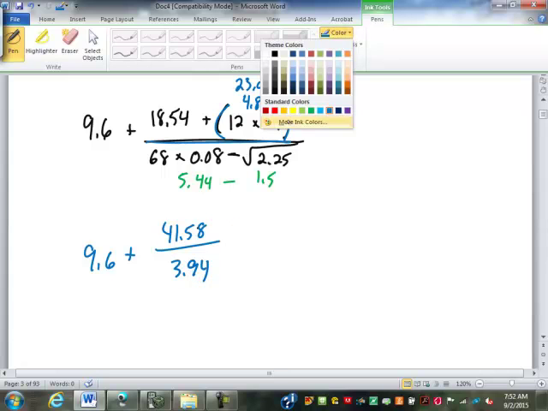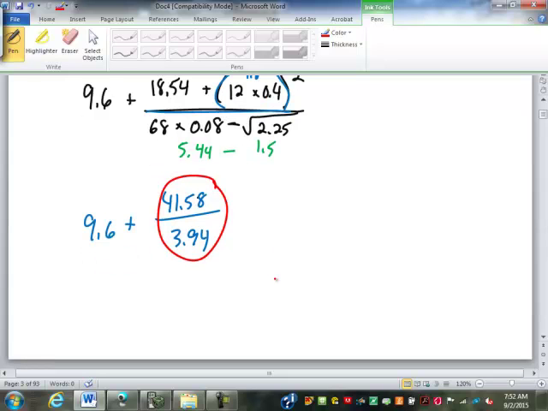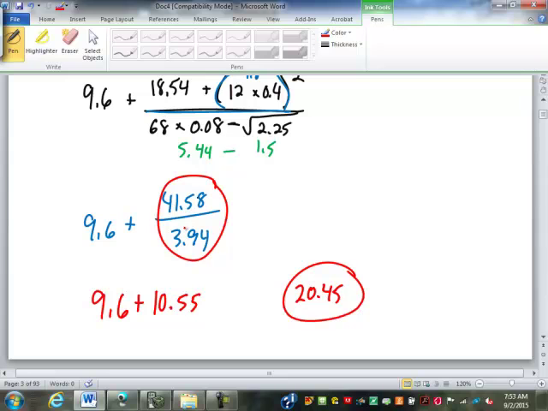Well, then we get to divide this mess, which is going to give us what? 10 point. We're going to round it to 2 digits, 10.55. Adding the 9.6 is 20.45. How many got that? Or close to it? Round off.